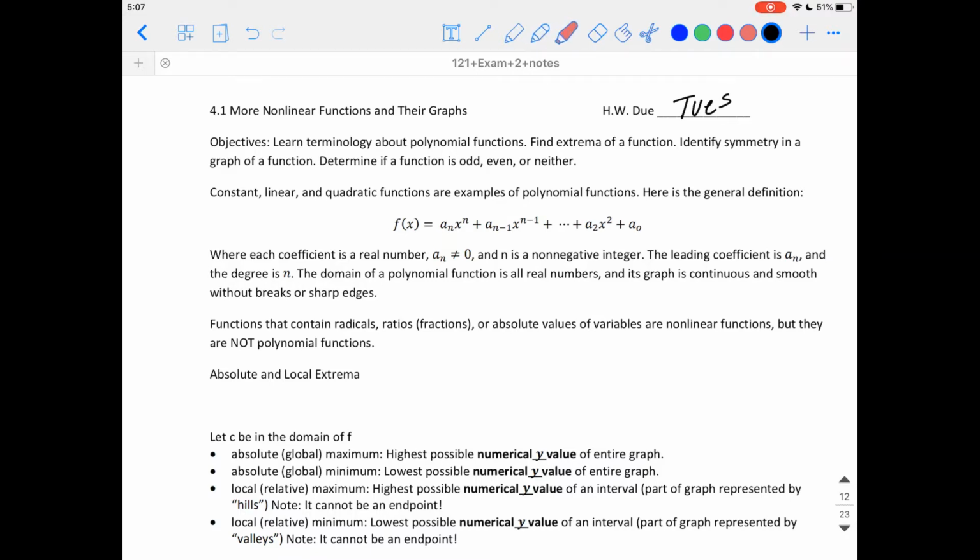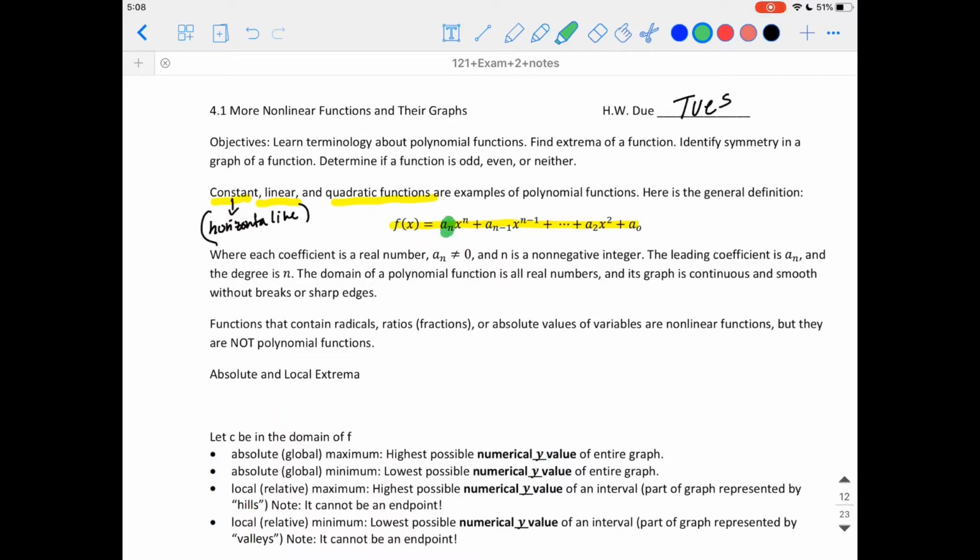Here's the general definition. So don't get all overwhelmed. This right here is the general definition of a line, a quadratic function. This constant is technically a horizontal line. And let me just keep on reading here. It says where each coefficient is a real number, a sub n, and a sub n can't be 0. So where is the a sub n that they're talking about?